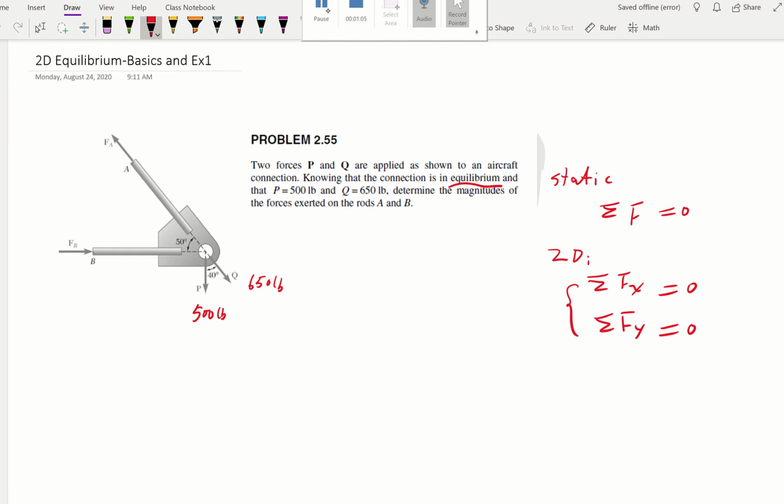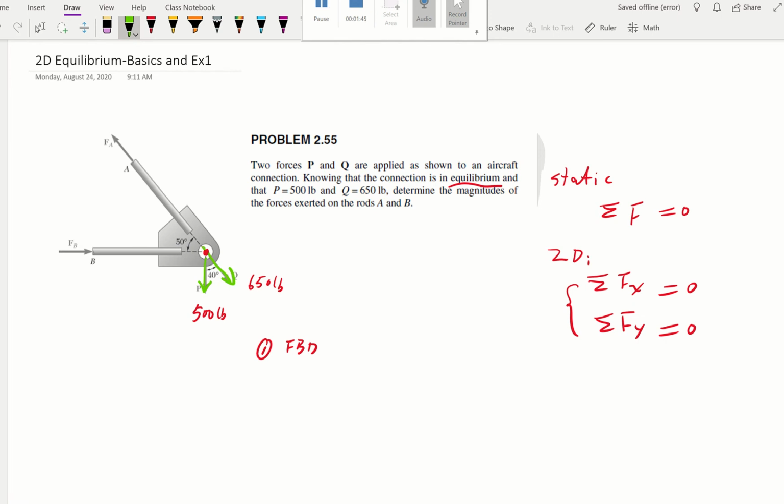So our first step is going to be our FBD diagram. An FBD diagram shows all the forces acting on this object, which is this connection. We consider that to be where all the forces are applied. Notice all four forces go through this same red point. Let's label all the forces here. We have force P, 500 pounds. Then we have Q going this direction, 40 degrees from the vertical direction, 650.